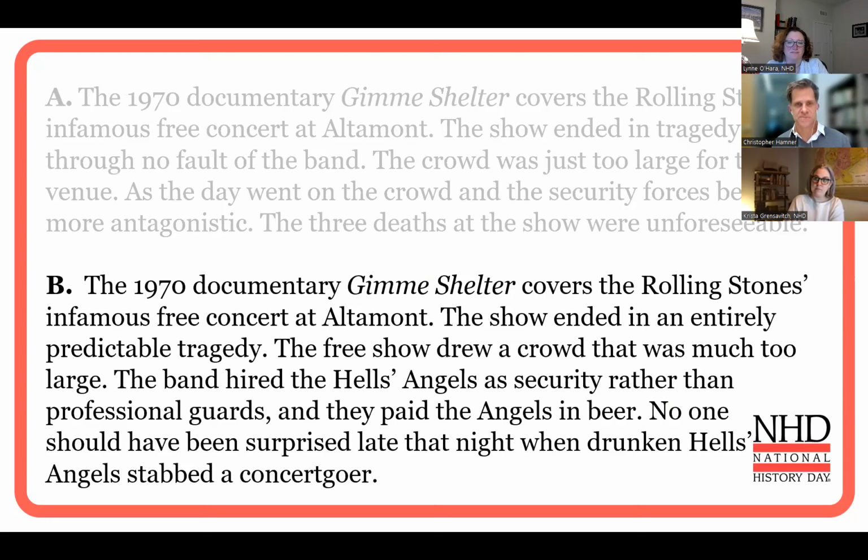The 1970 documentary Gimme Shelter covers the Rolling Stones' infamous free concert at Altamont. The show ended in an entirely predictable tragedy. The free show drew a crowd that was much too large. The band hired the Hells Angels as security rather than professional guards, and they paid the Angels in beer. No one should have been surprised late that night when drunken Hells Angels stabbed a concert goer.